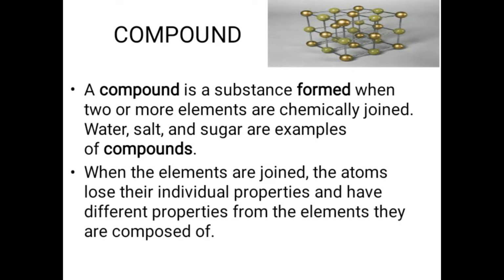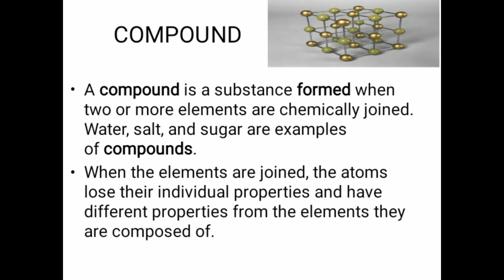And when the elements are joined, the atoms lose their individual properties and have different properties from the elements they are composed of. I explained to you in the previous classes that water is a compound which is made up of two gaseous elements, hydrogen and oxygen. And salt is a white solid powder which is formed from a solid gray soft metal and a poisonous gas, chlorine, which is greenish yellow in color. But when they are combined, they form a white powder which has its own properties and which is not poisonous, it is salty in nature.